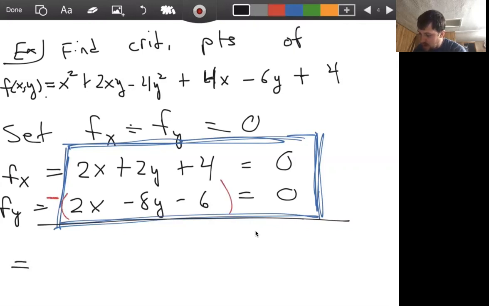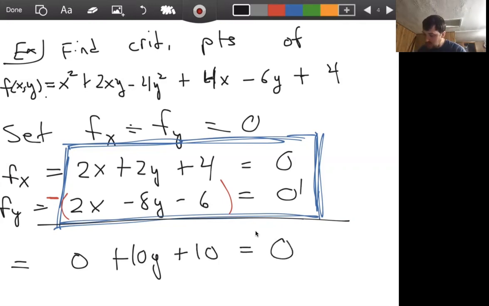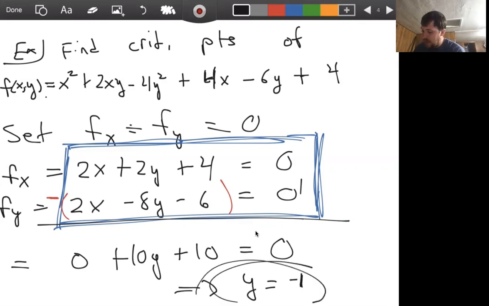And if I do that, well, I get 2x minus 2x, 0. I get 2y plus 8y, so plus 10y. And then I get 4 plus 6, which is plus 10 equals 0, right? Because on the right-hand side, 0 plus 0 is 0. And this gives me that y is -1. Well, now I know a y value. I just need to plug the y value back in to one of these equations and solve for x, right?